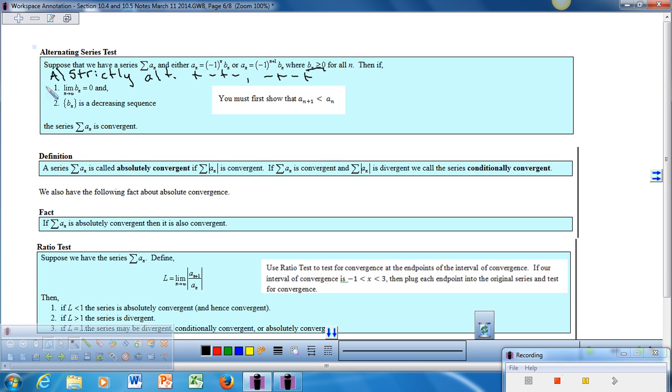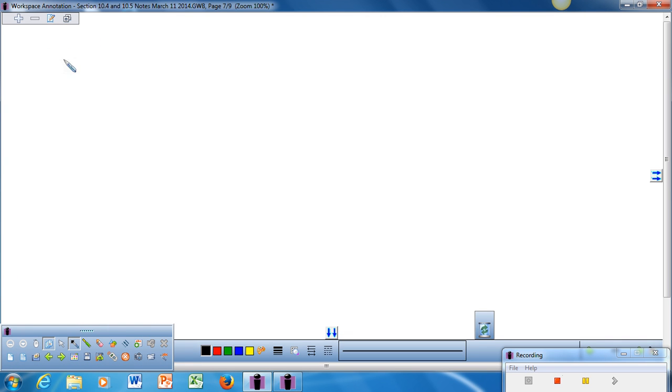The second condition is the limit of a sub n has to go to 0, and the third is that the terms must be decreasing in absolute value. Okay? To show that it's decreasing in absolute value, you must show that the n plus 1th term will always be less than the nth term. If those three things happen, then the series converges. So let's go do our example. This is, I don't know, example 4, not sure. But it's for alternating series.